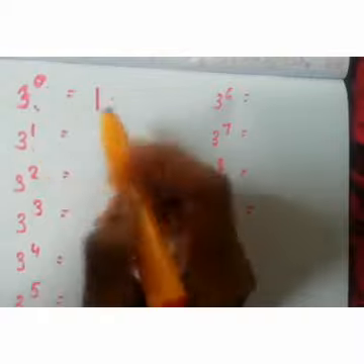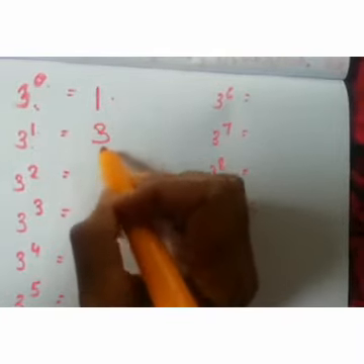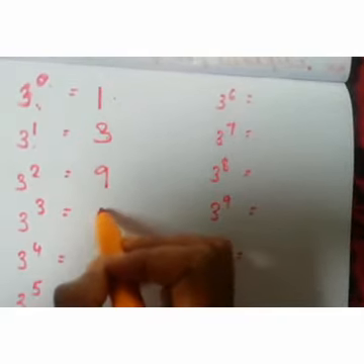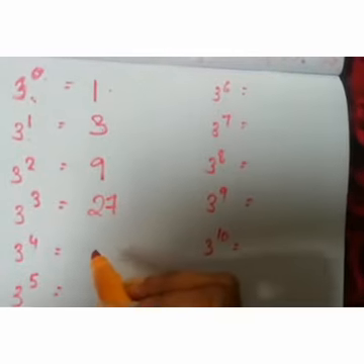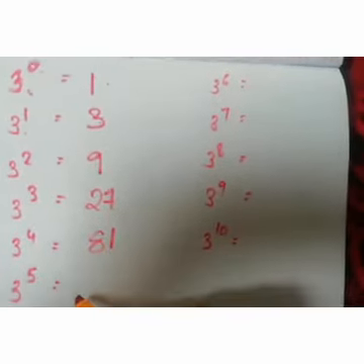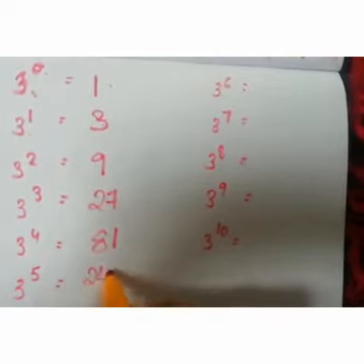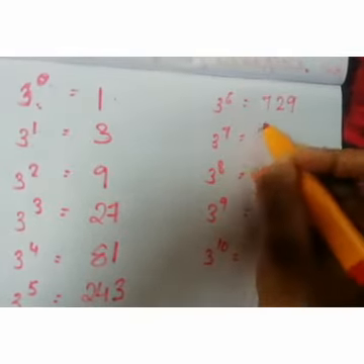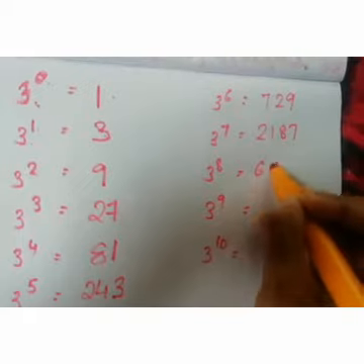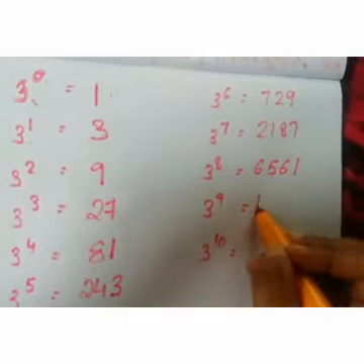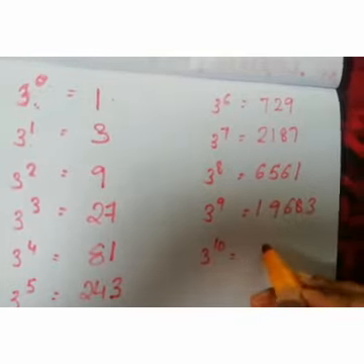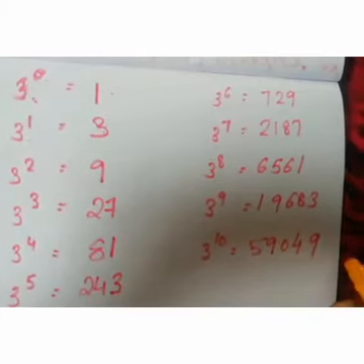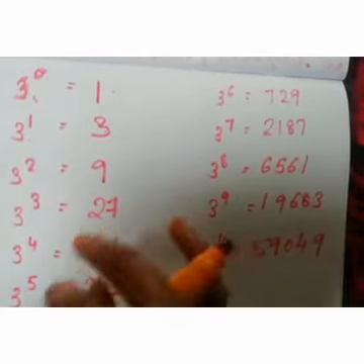Next, 3 raised to 1 is 3. Next, 3 raised to 2: 3 into 3, 9. Next, 9 into 3, 27. 27 into 3, 81. 81 into 3, 243. 243 into 3, 729. Next, 2187, 6561, 19683, 59049. This is the table of powers of 3.